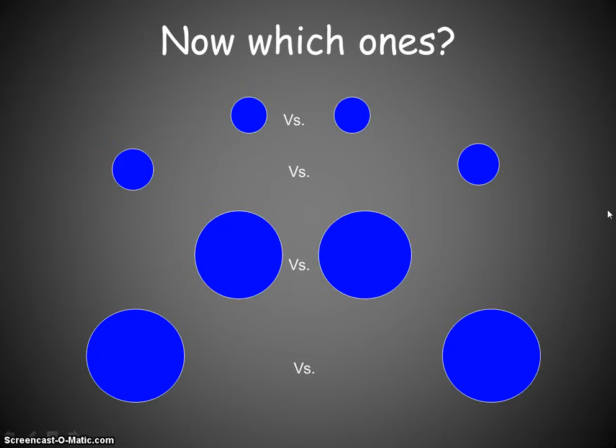Ooh, it's a little more confusing here. Which has the greater gravitational pull? It's obviously going to be these two. They are more massive than these, and they're closer together than these. So close together with a great mass equals great gravity.